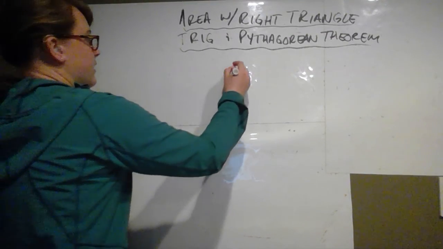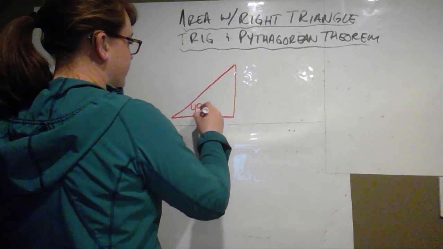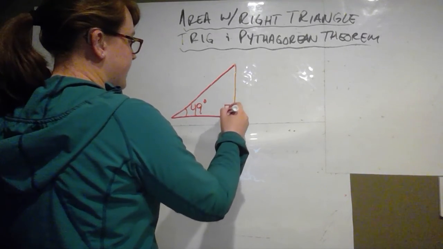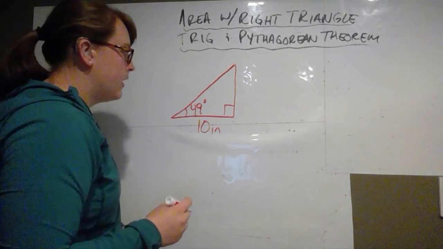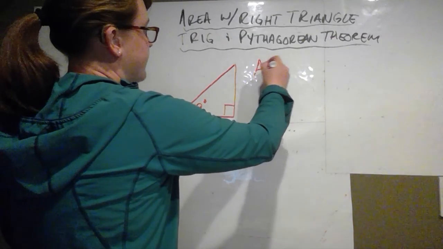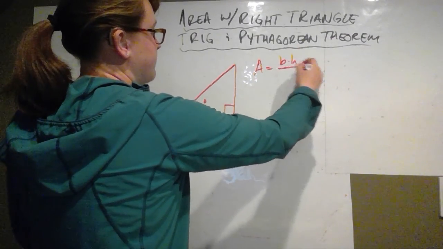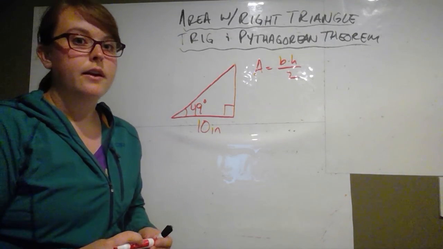Let's say I want to find the area of this triangle, and we know this angle is 49 degrees, that's a right angle, and that this side is 10 inches. So in order to find the area of a triangle, we need to know the base and the height, because area of a triangle is base times height divided by 2. We talked about all of that earlier this week.